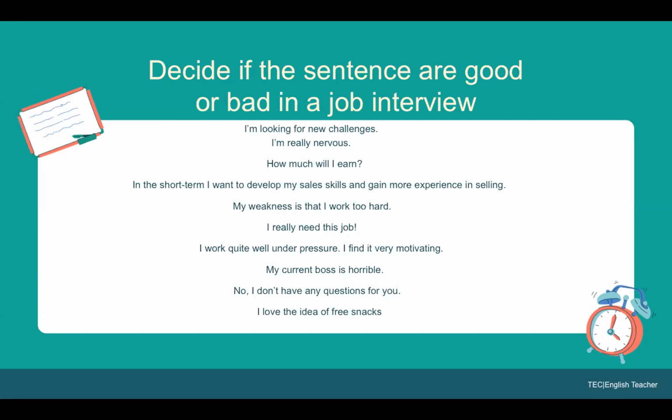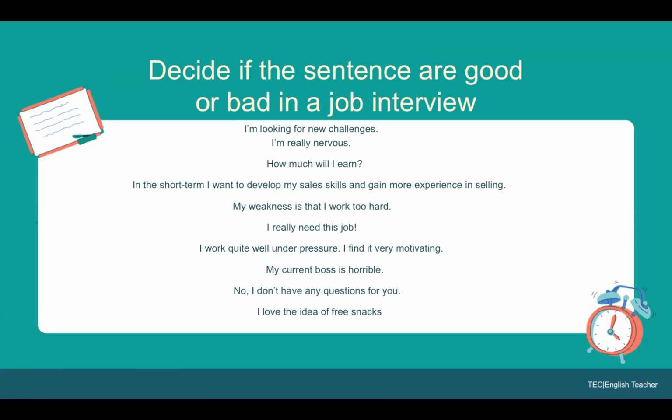معلي. How much will I earn? Yes. I think it's bad as well. فينا نقولها in a different way بالآخر when they ask you do you have any questions? I would like to know the salary range for this position. فينا نقول هيك. Okay? مش إنه how much will I earn? That's too strong. In the short term, I want to develop my sales skills and gain more experience in selling.